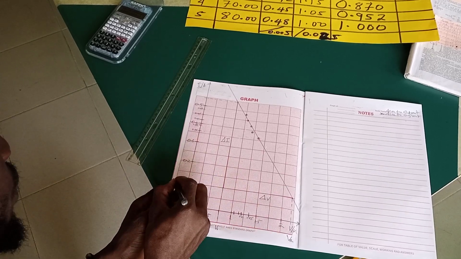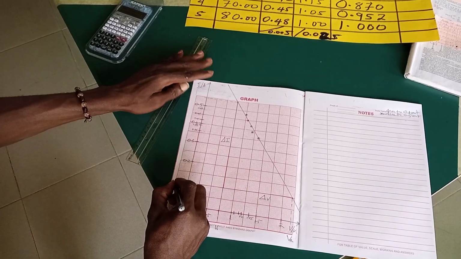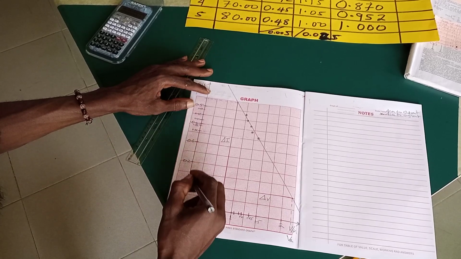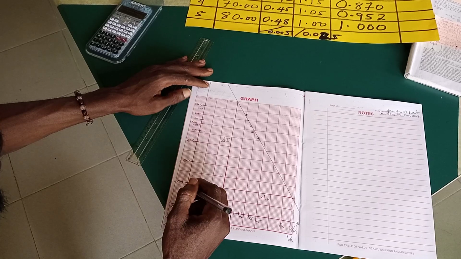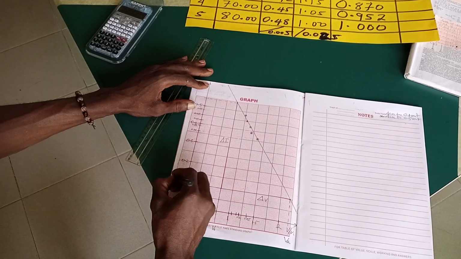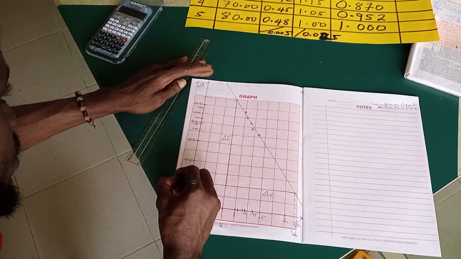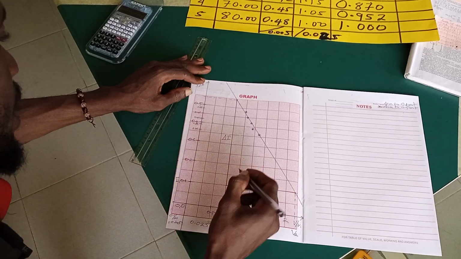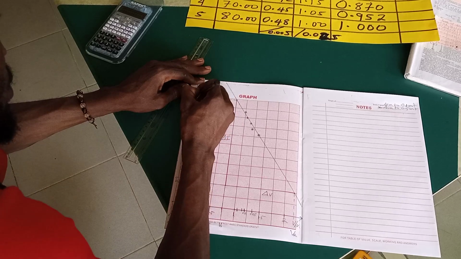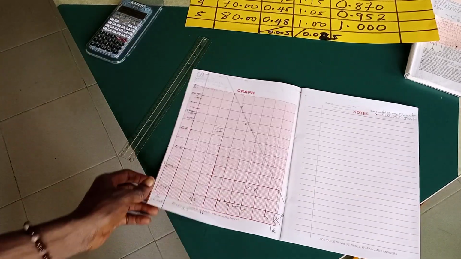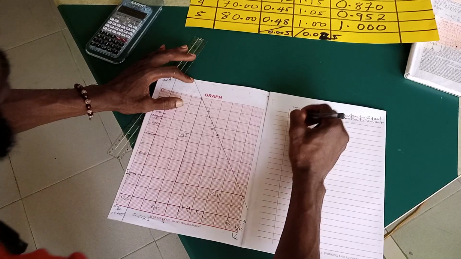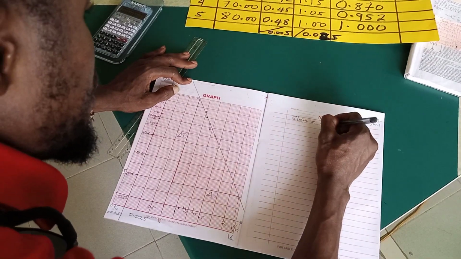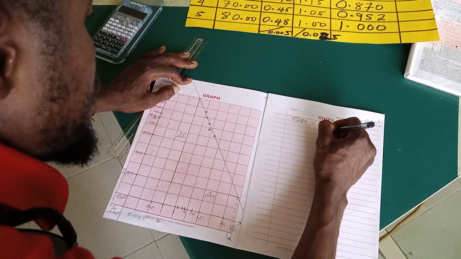This particular point, since this is a negative graph, we can say that this is your I1, and this point is your I2. Are you following? Good. So your slope is change in I divided by change in V.